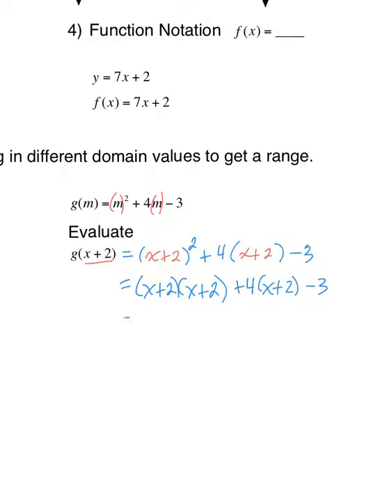And so I'm going to end up distributing, so I've got x times x, which is x squared, and x times 2, which is 2x.